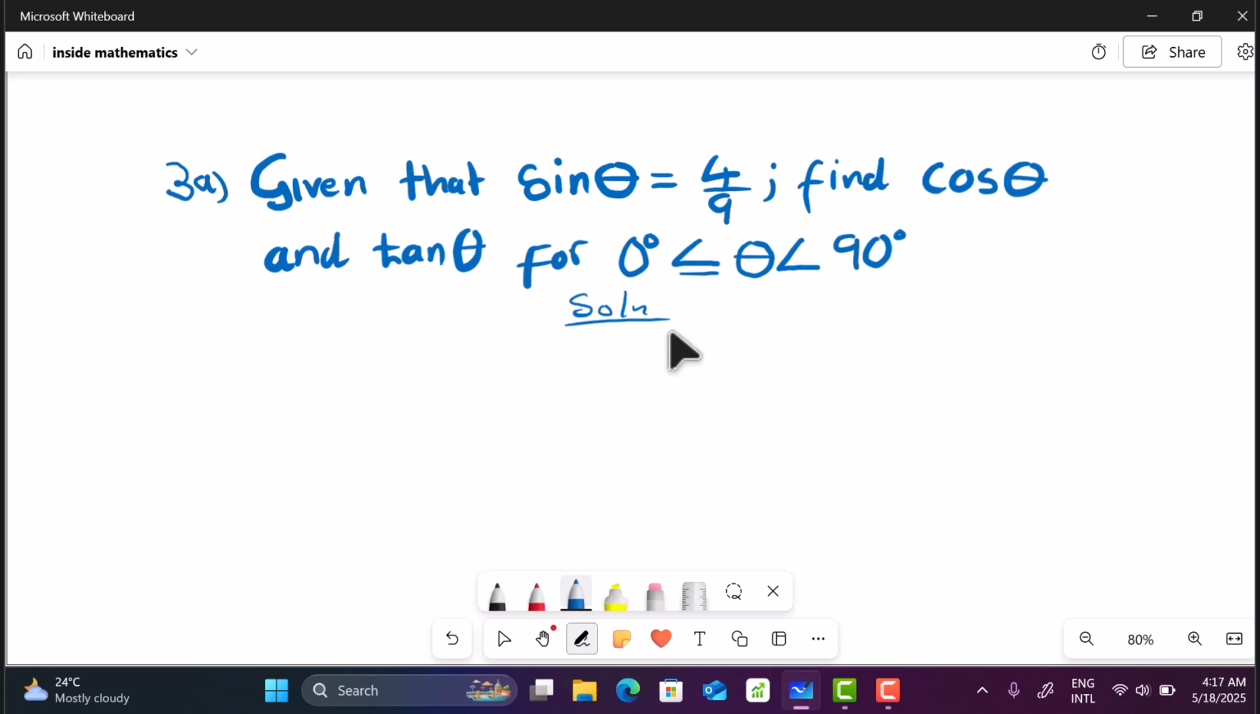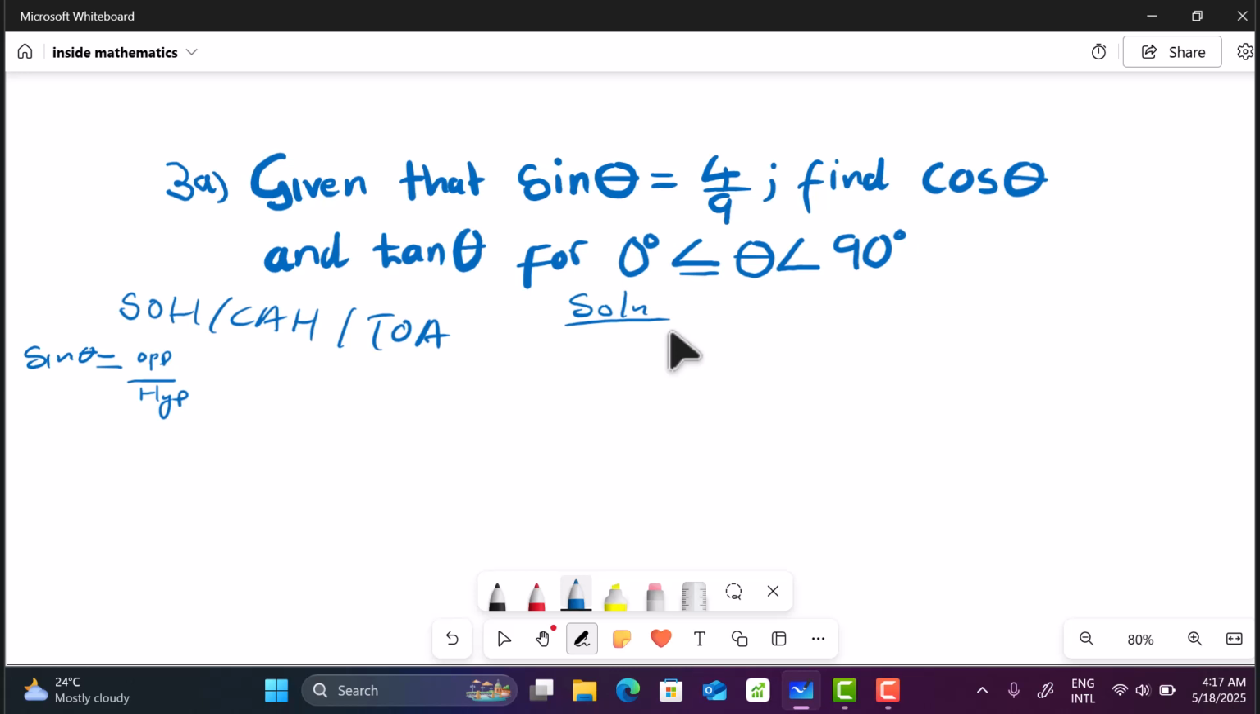Given that sine theta is equal to 4/9, find cos theta and tan theta. There are three different ways of solving this question. The first way is simple, of course. It is by using Pythagoras theorem and trig ratios, where we are going to use this concept of SOHCAHTOA.